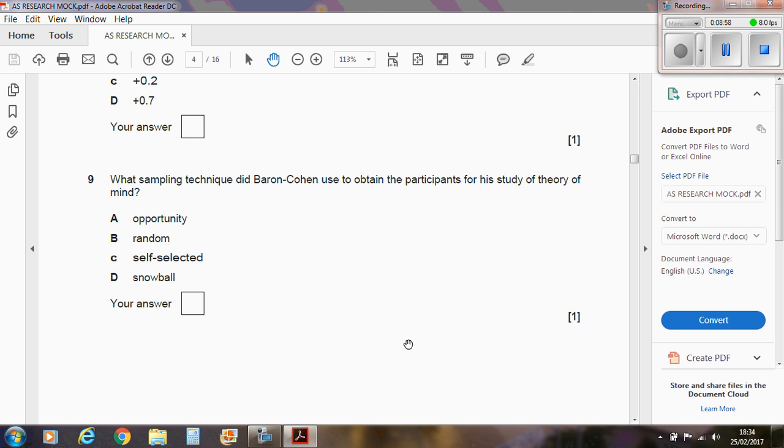How were they obtained? And they're obtained by an advertisement in a national autism magazine, and the participants replied to that advertisement. So it was a volunteer self-selected sample. So that was the correct answer of C.